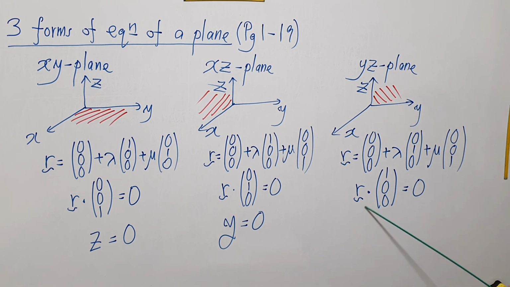And now to convert this into the Cartesian equation, again replace this r as x, y, z, and you perform the dot product, you get x equals to 0. And there you are, the three planes, and correspondingly the three different forms of the equation of these three planes.